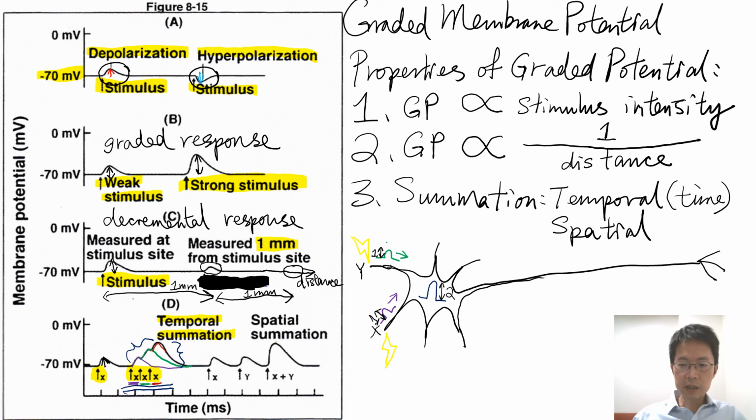If you stimulate a different dendrite with the same intensity, dendrite X and dendrite Y, you induce the same graded potential at different dendrites. When they travel the same distance and reach the soma at the same time, the soma will add them up to form a bigger graded potential. We call it spatial summation. Spatial means space.